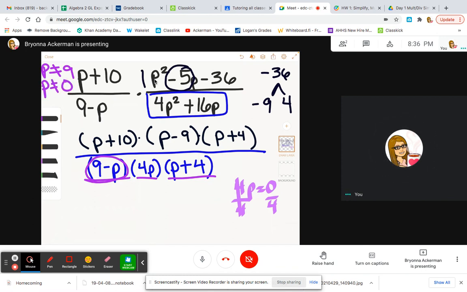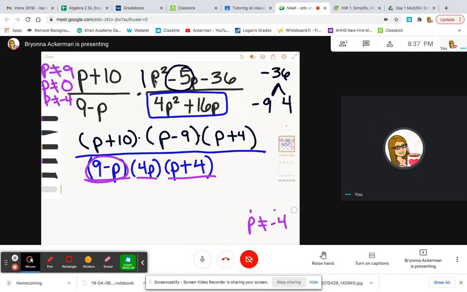I'm going to save that up in the left corner. The last little piece that I have in the denominator is p plus 4. I'm going to set that equal to 0. And so if I subtract 4 from both sides, p cannot be a negative 4 either. And so those are the restrictions on this problem. Those are the numbers that it cannot be.